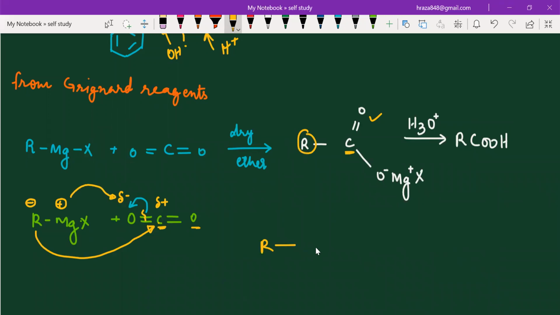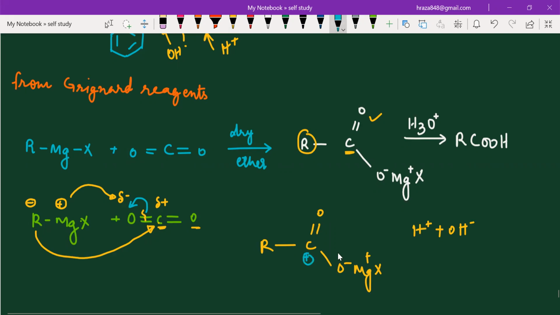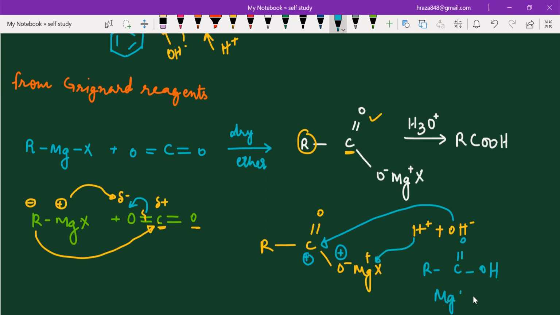Now if you got this intermediate, a structure like OMg plus X, after reacting with H3O positive, that means H plus and OH minus. Again, this will have a positive sign and this will have a negative sign. Because carbon is less electronegative and oxygen is more electronegative, it will attack here, and you will get RC double bond O, OH. And what will be the byproduct? This H plus will combine, so it will be MgHH. Okay, the byproduct.